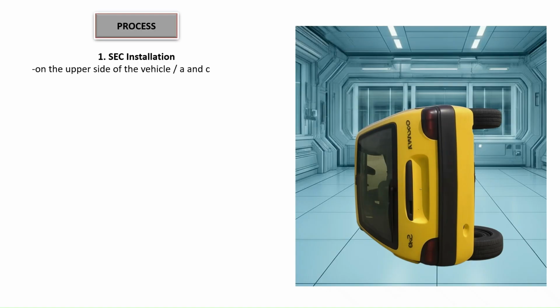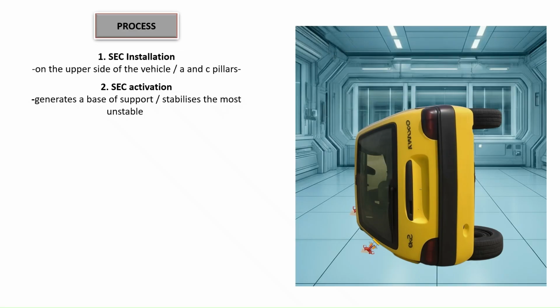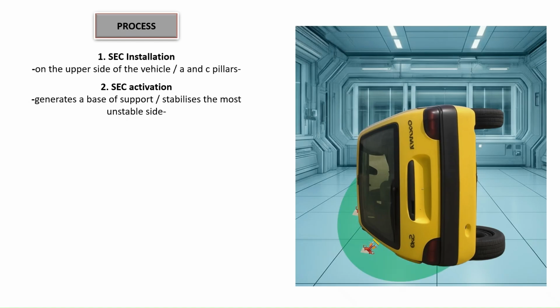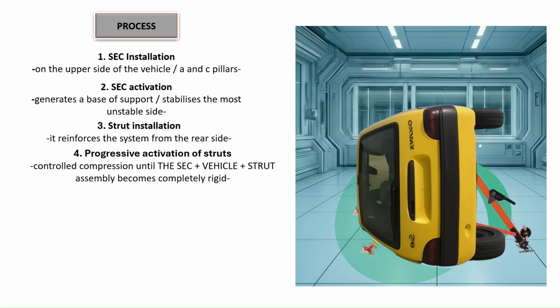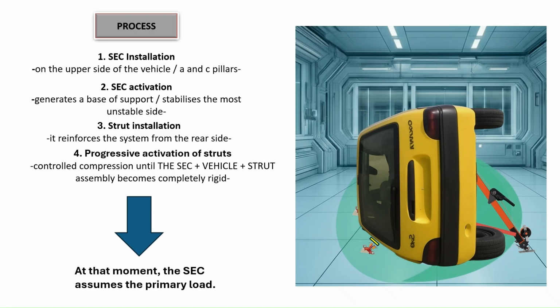We begin by installing and activating SEC on pillars A and C to generate a larger support base on the unstable side of the vehicle. Next, struts are installed at the rear of the vehicle. Finally, a controlled compression is applied to ensure the entire assembly, SEC, vehicle, and strut, remains completely rigid. At this moment, SEC supports the main load of the assembly.